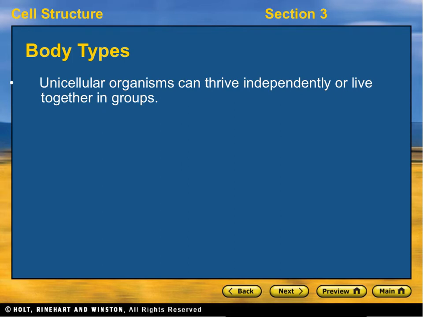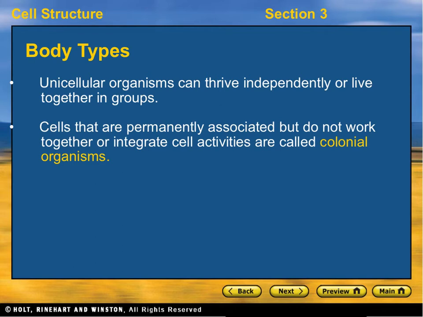Now we have a couple different body types when we're talking about cells. One is a unicellular organism. A unicellular organism can either live completely by itself, or independently, or it can live together in groups. When we have cells that are permanently associated, but they do not work together or integrate their activities, we call these colonial organisms.